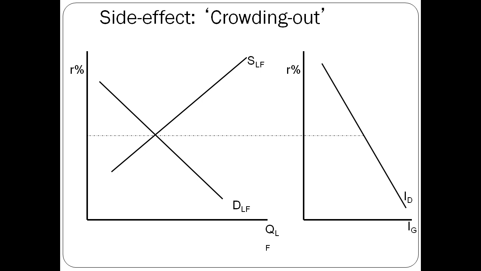So we start off at equilibrium here, where DLF meets SLF. You're going to have an equilibrium real interest rate represented by the variable R, and an equilibrium quantity of loanable funds represented by the variable Q. Then you extend over from your loanable funds graph to your investment demand graph. Remember, loanable funds and investment demand graphs have to be right next to each other. And you can see we have a level of investment there called I.